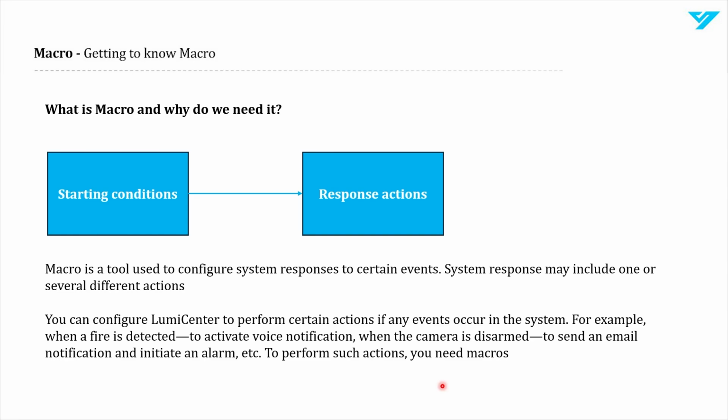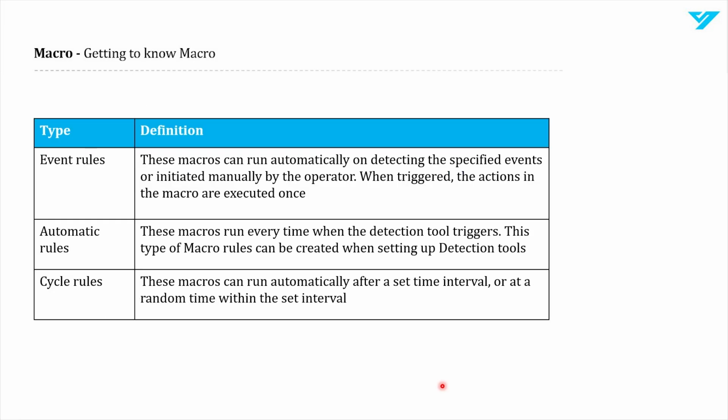In Lumicenter, we have three types of macros based on the rules. We have event rules, automatic rules, and cycle rules. Let me introduce one by one. So the first type of macro is event rules. These macros can run automatically on detecting the specified events or initiated manually by the operator. When triggered, the actions in the macro are executed once. This is one of the most frequently used scenarios in Lumicenter.